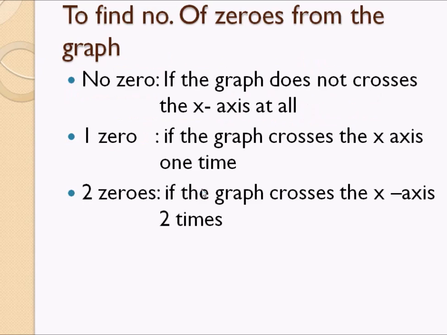So, here's a generalization. If the graph does not cross the x-axis at all, there is no zero. There is one zero if the graph crosses the x-axis one time. If the graph crosses the x-axis two times, there will be two zeros for the given polynomial.